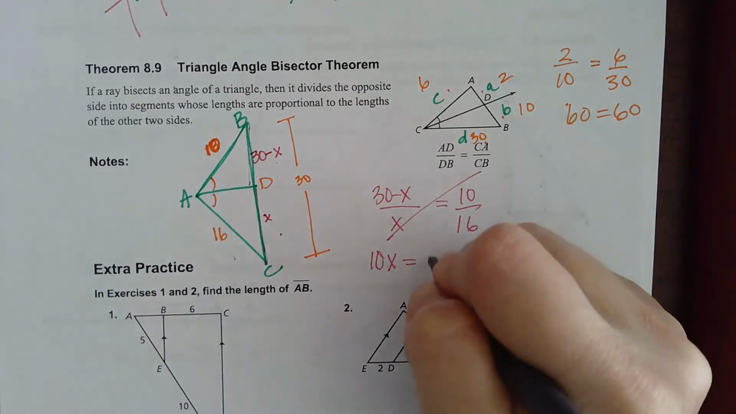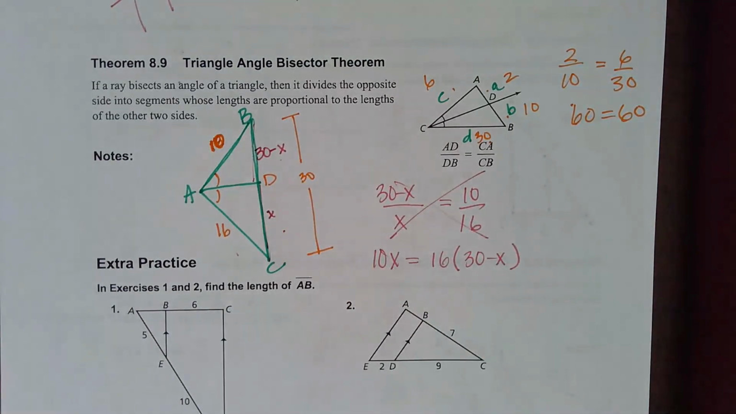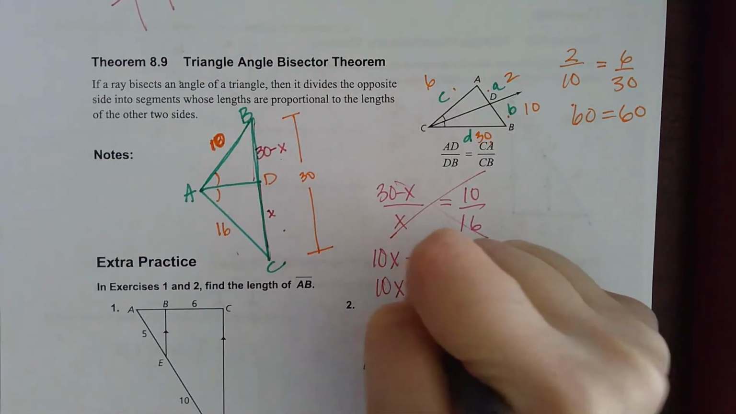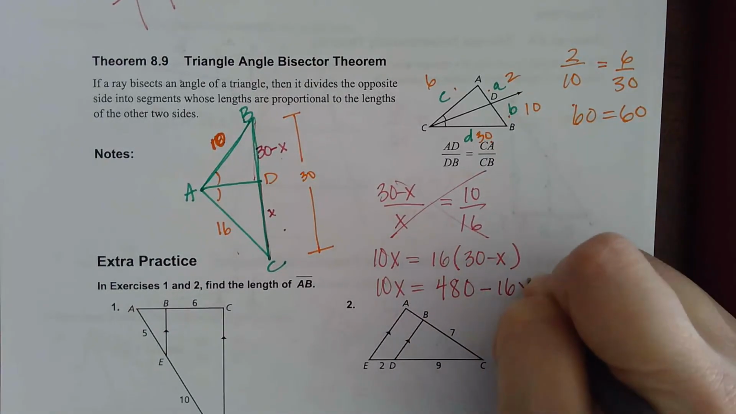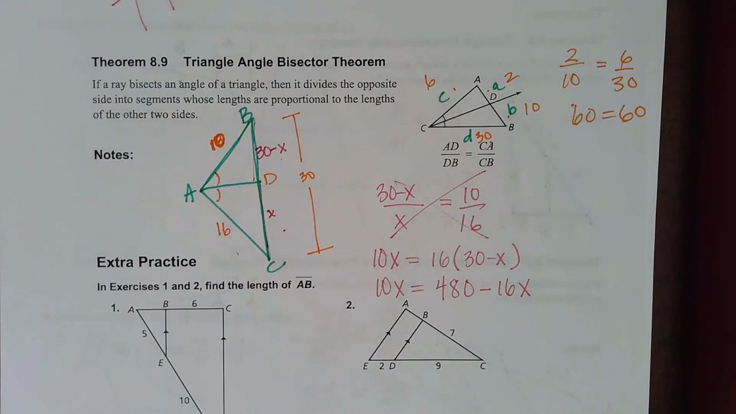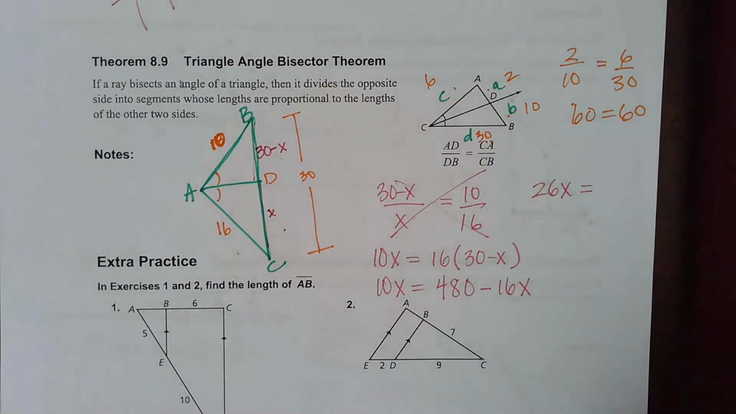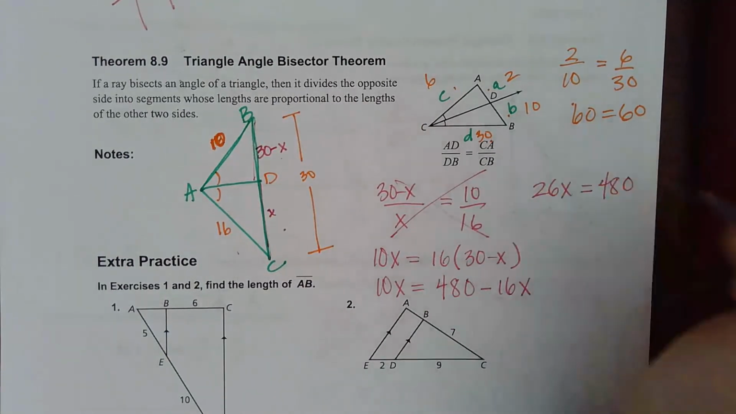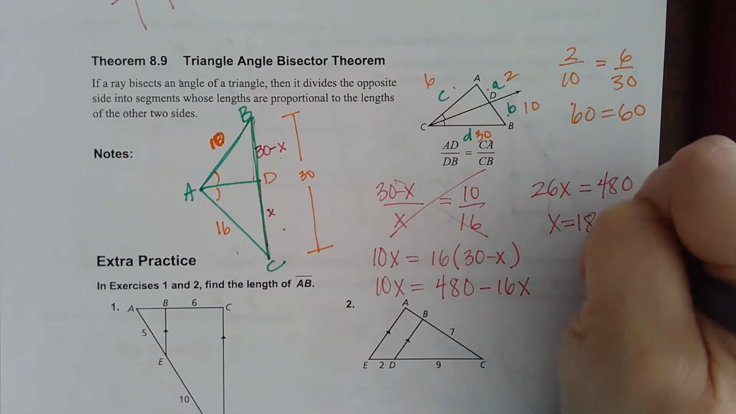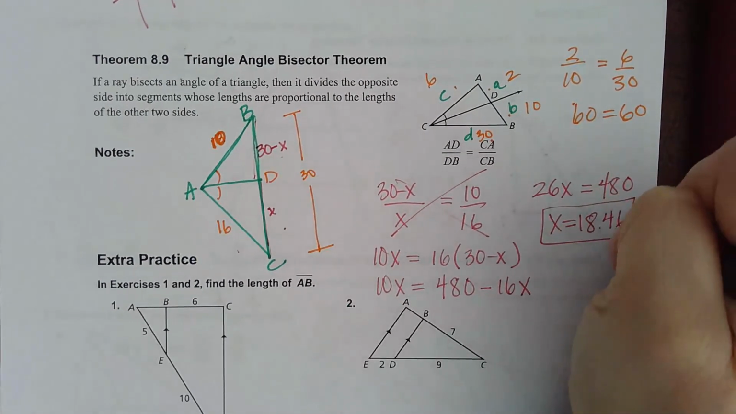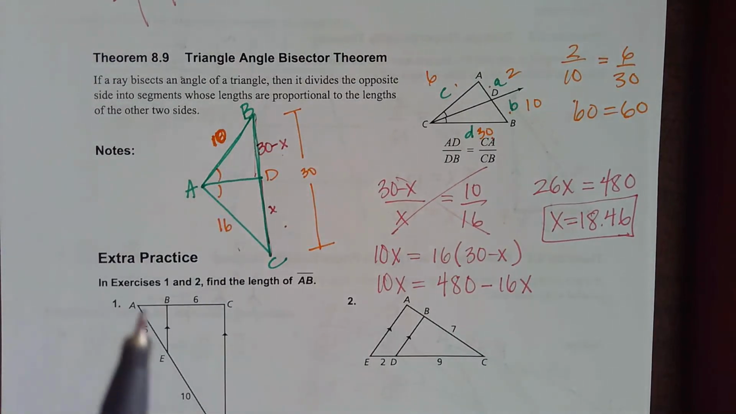So I have 10x equals 16 times 30 minus x. I'm going to go ahead and distribute. So I get 480 minus 16x. I'm going to add 16x to both sides. I'm going to move this up here because I'm running out of room. So I get 26x equals 480. And then I'm going to divide both sides by 26 and get 18.46.